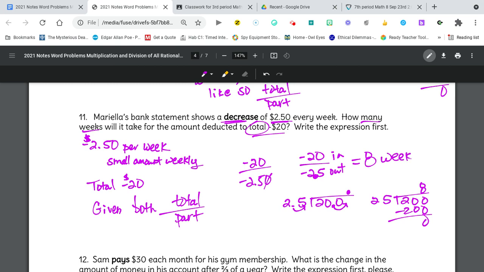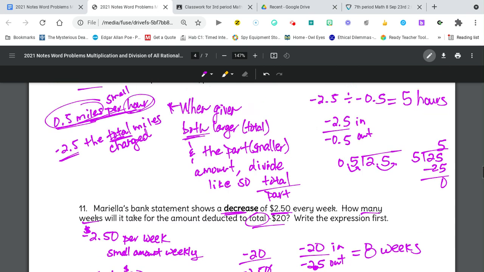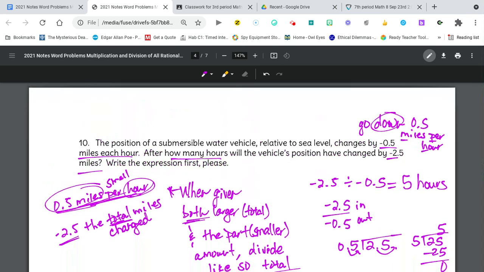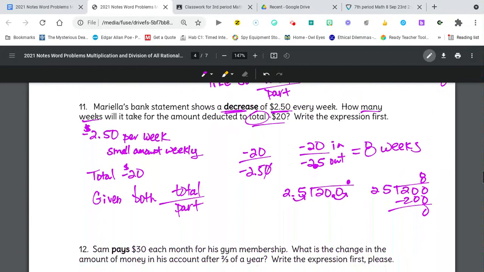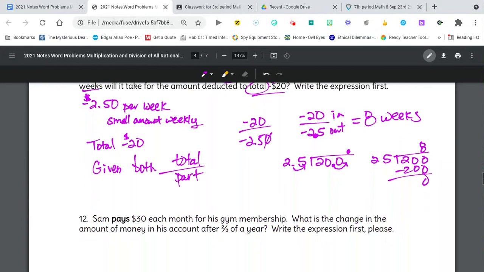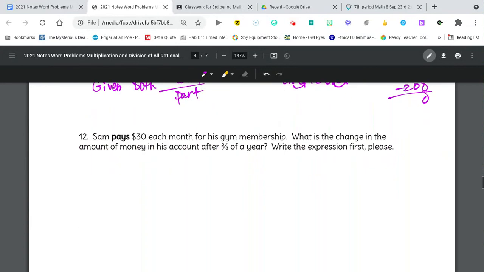Guys, weeks should never be negative. If you get a negative answer, you should know you've done something wrong for weeks. Like time can never be negative either. Or trips can never be negative. Okay, you can't do that. Time, like this one, it says in how many hours. You should know you would never end up with a negative amount of hours. Okay. That's a good 12.